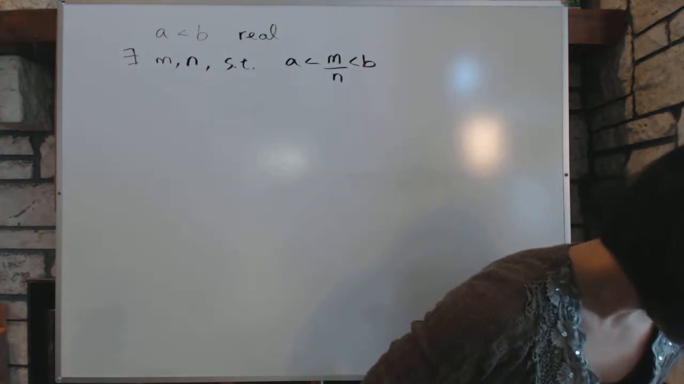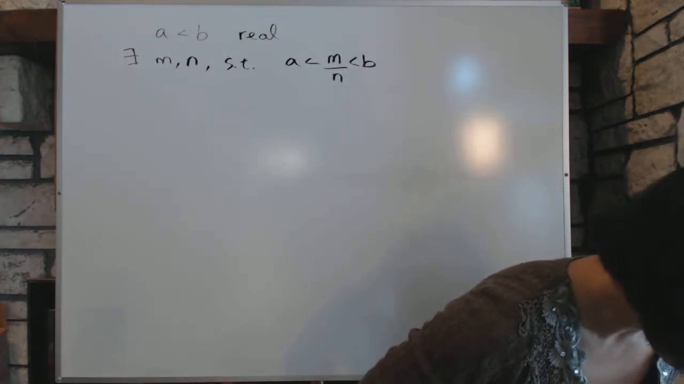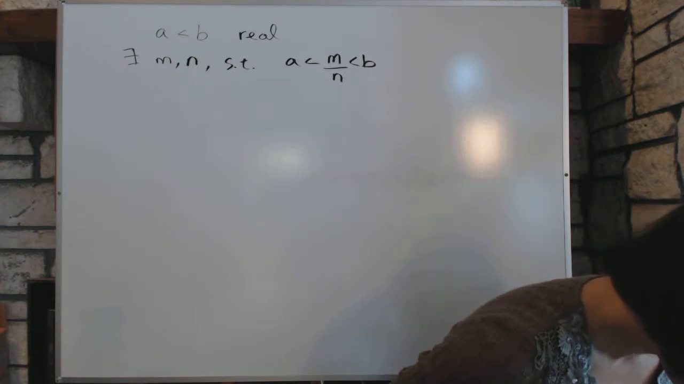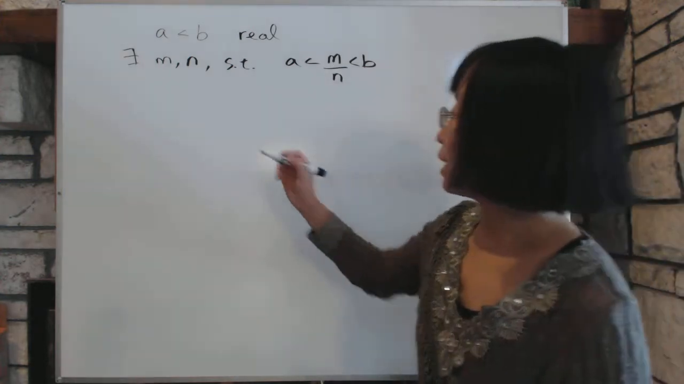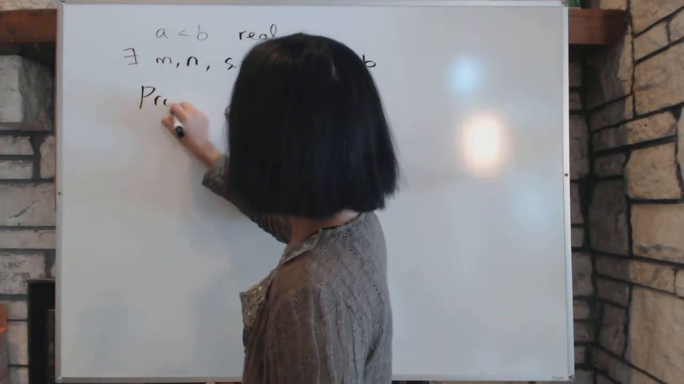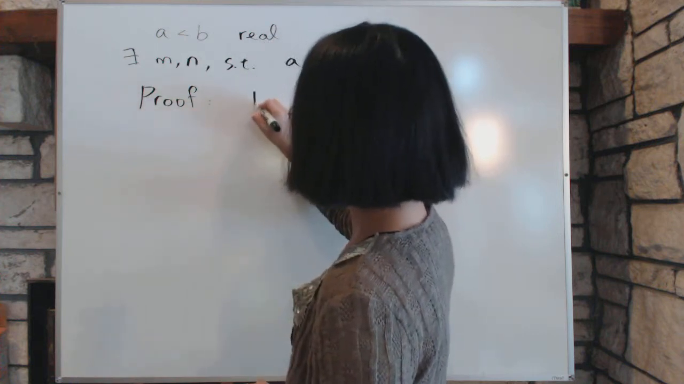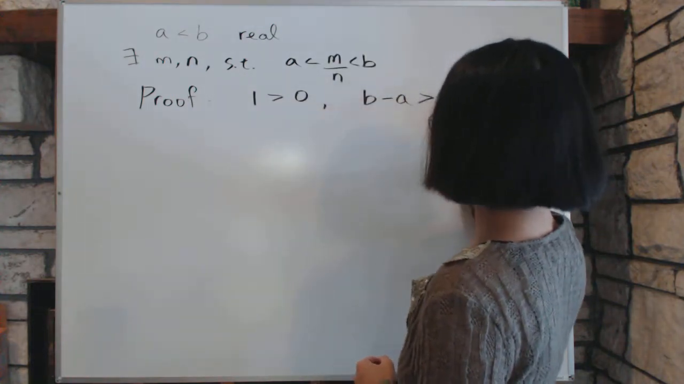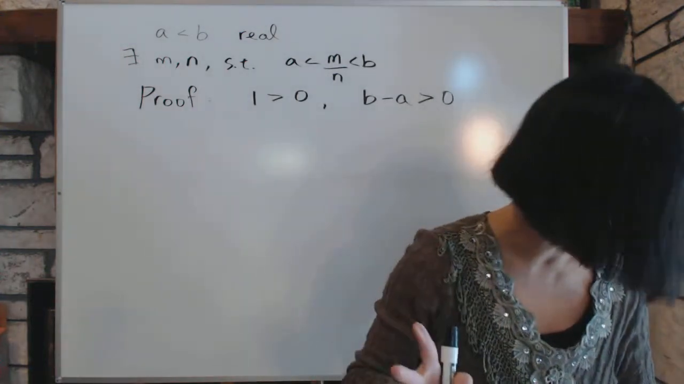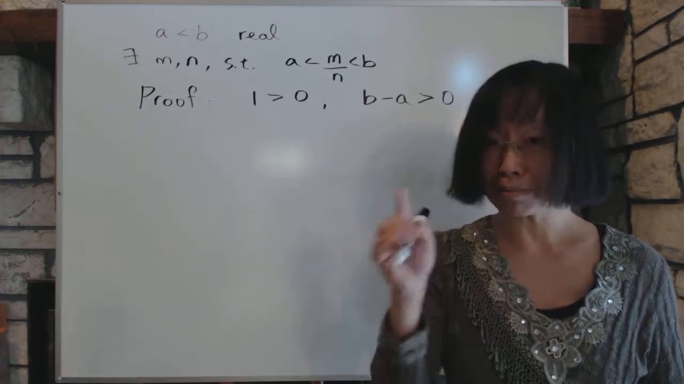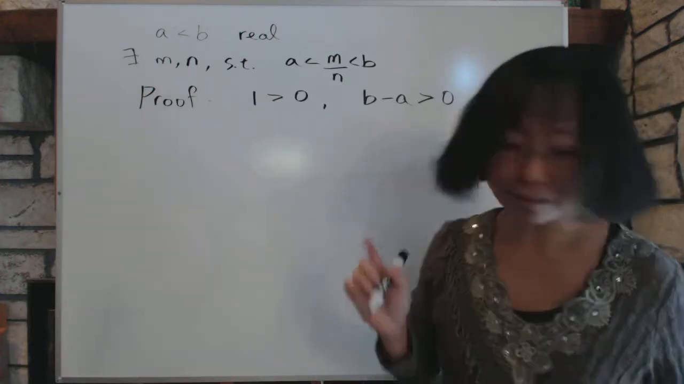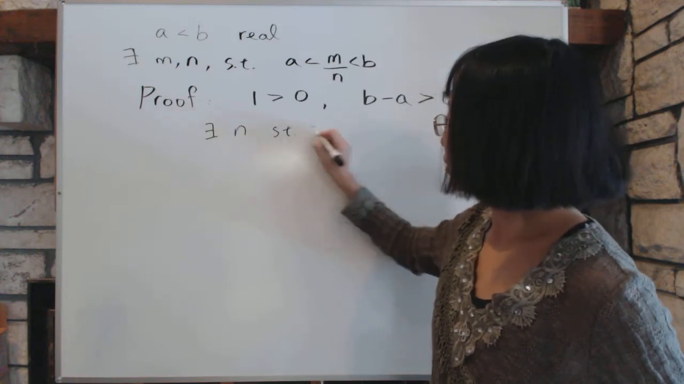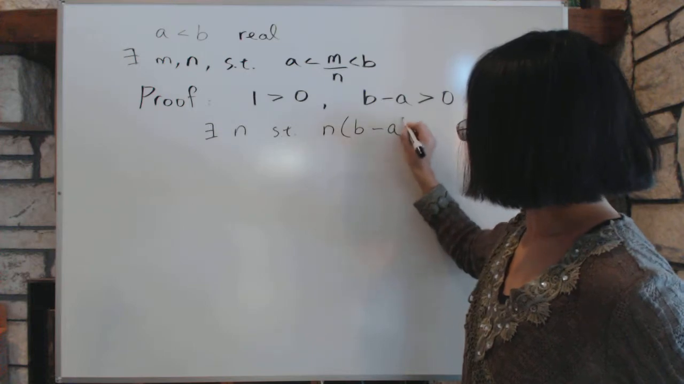Well, there are many ways, but we're going to do it in our recent way, which is using the theorems that we've learned just recently. So here's the proof. First we go by the argument that 1 is bigger than 0, and b minus a is bigger than 0, because we want to use the theorem that states if you have two positive numbers, then there exists a positive integer n, so that n multiplied by one number is going to be bigger than the other number. Okay, so now we have two positive numbers, so we will select n. So there exists n such that n times (b minus a) is going to be bigger than 1.